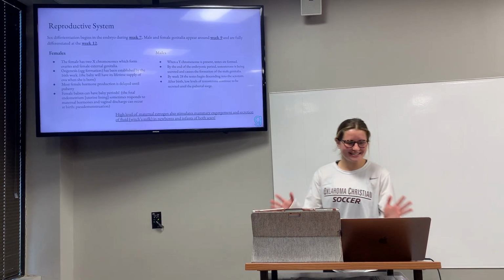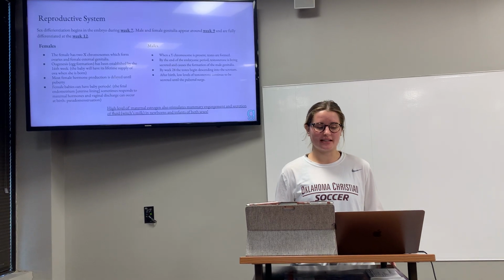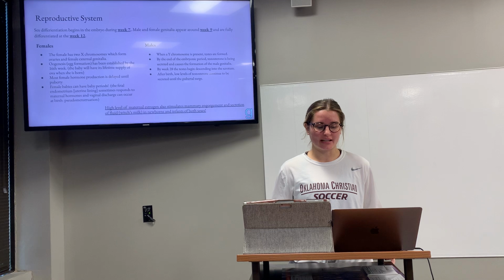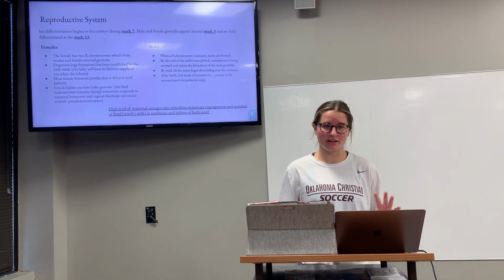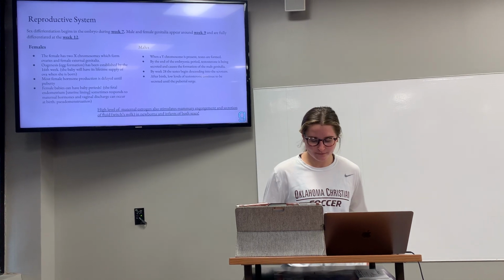Alrighty. So, reproductive system. Sex differentiation begins in the 7th week. By week 9, genitalia, male and female, appear and are fully differentiated by week 12.